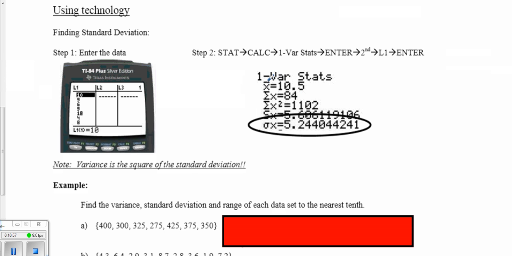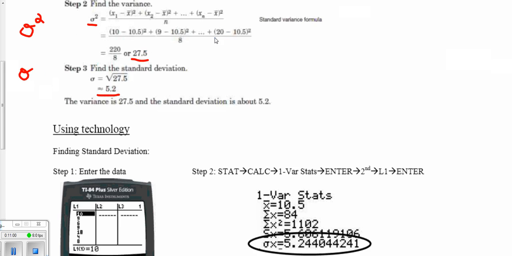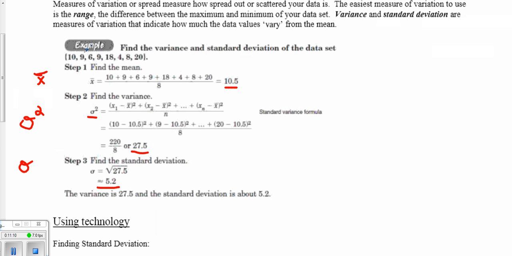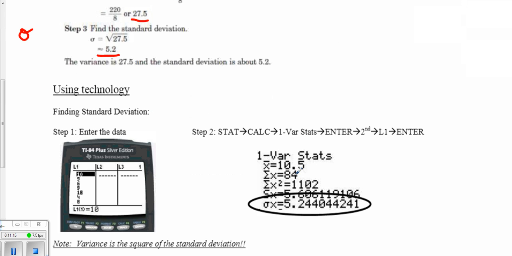X bar, which remember is the average, is 10.5, just like what we calculated up here. This one, the uppercase sigma x, means what happens when you add all of these together. So 10, 9, 6, 9, 18, 4, 8, and 20, if we add everything together, it would come out to 84. If we were to square each of our values first and then add them all together, that's what this one would be telling us. These ones are not going to be as important as x bar is, and as this lowercase sigma x. That will give us our standard deviation.